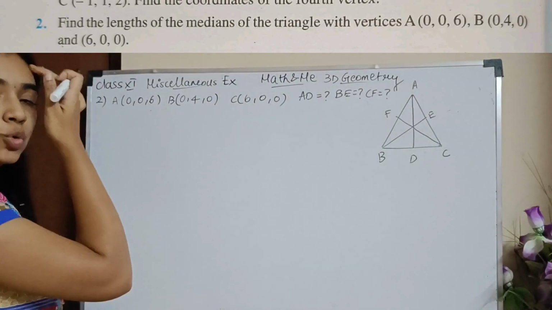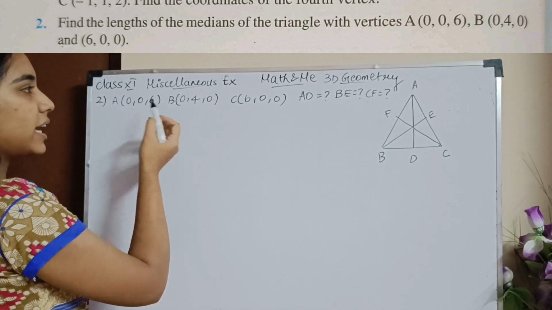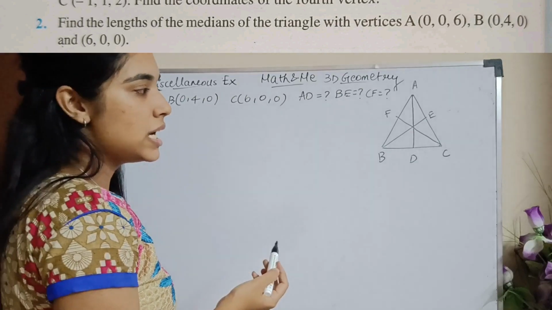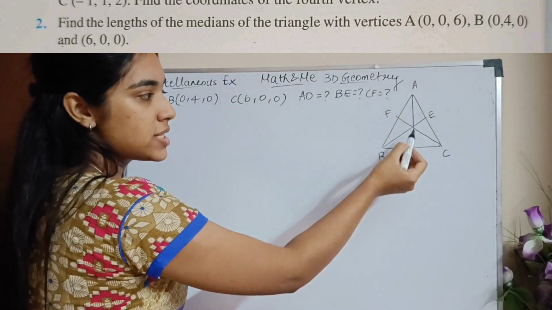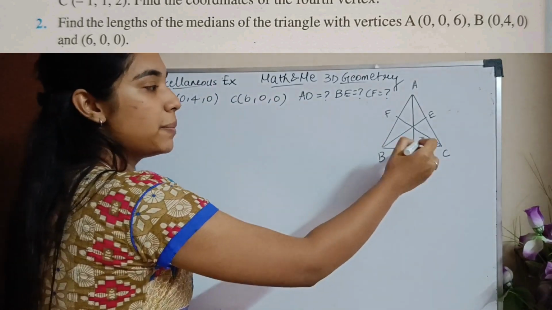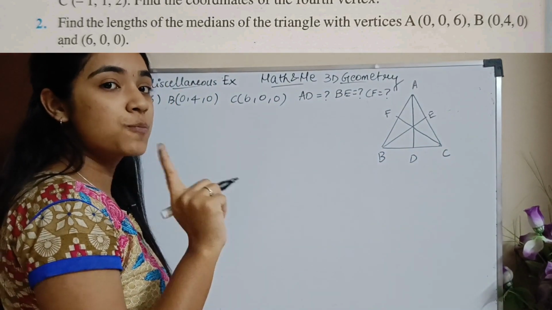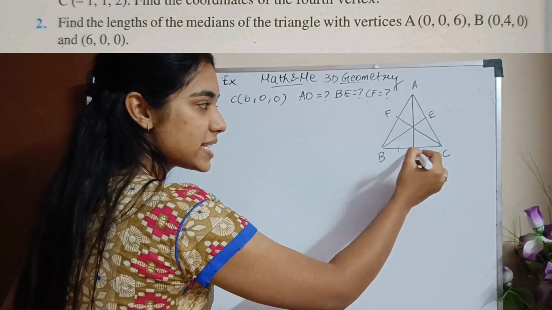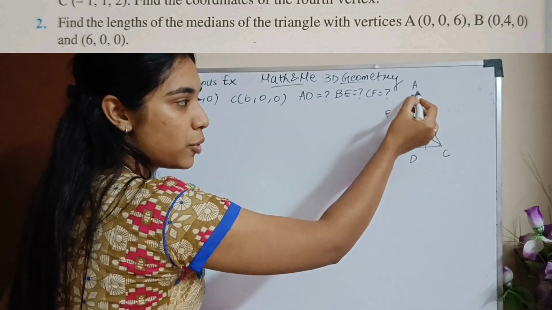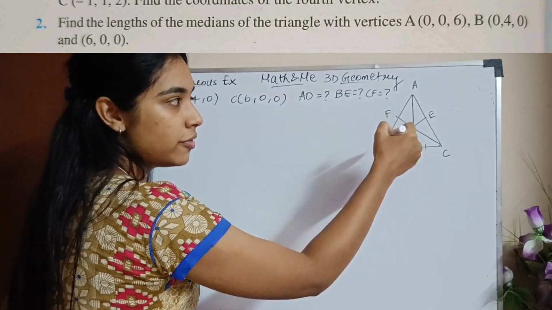Moving on to question number 2. We are given the coordinates of a triangle ABC. I need to find the lengths of my medians. What is a median? A median is the line drawn from one vertex to the opposite side, which divides the side into two equal halves. An altitude is the line which is perpendicular. A median only bisects the side into two equal halves. So D is the midpoint of BC, E is the midpoint of AC, and F is the midpoint of AB.